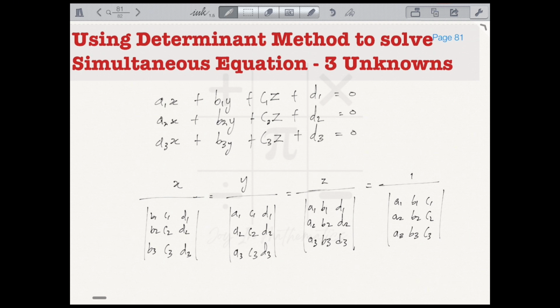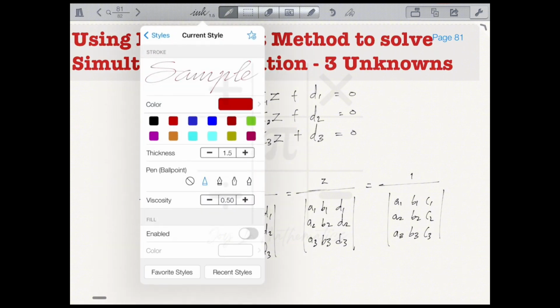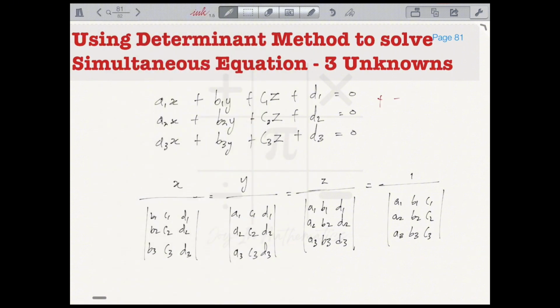Now with that being said, in the previous video where we learned to use the determinant method to solve 2 unknowns, we saw how we implemented the place signs, where we say plus, minus, positive, negative, and the x. Since it was x, y, and the constant, we were like, okay, fine, positive, negative, positive. So this one became negative y.